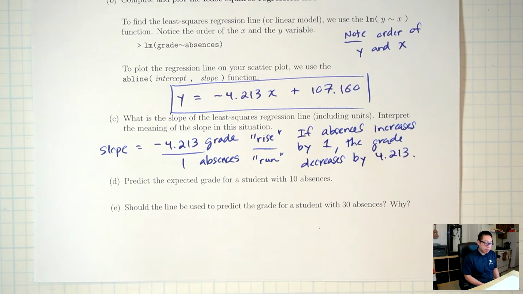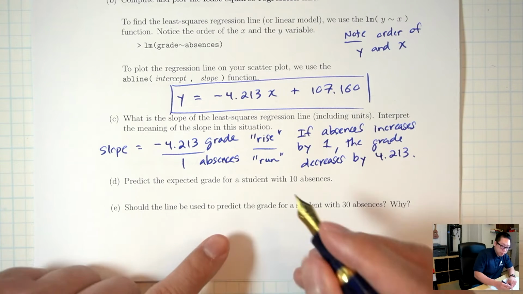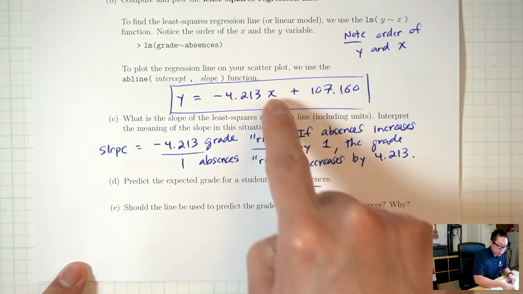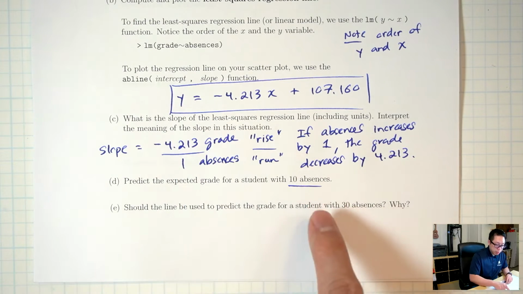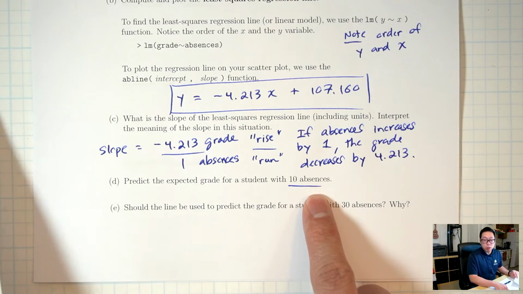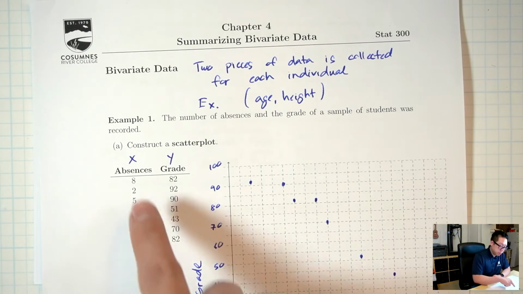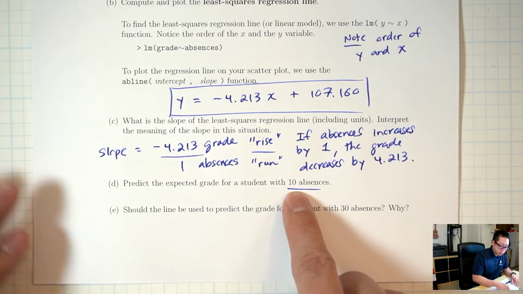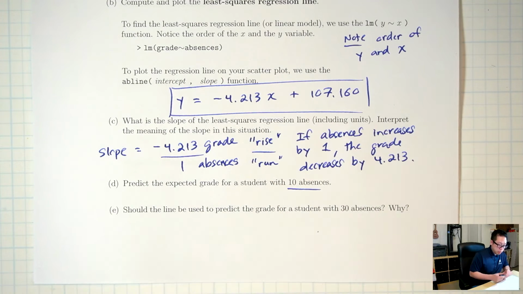Part D, predict the expected grade for a student with 10 absences. We're going to take this 10 and plug it into our equation. The question is, do we plug it into the x or do we plug it into the y? This is absences. Which variable is absences, x or y? X. So 10 absences should go in for the x.